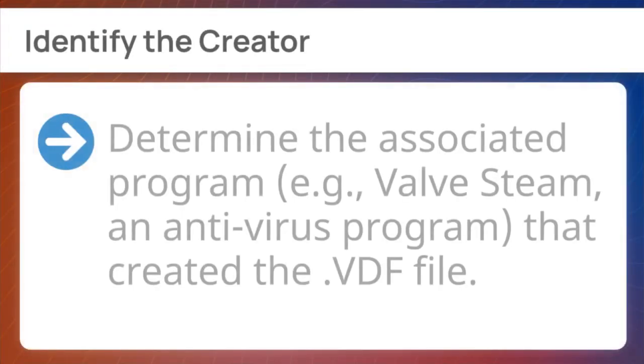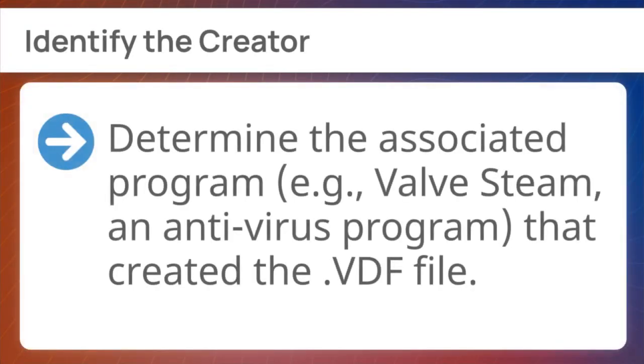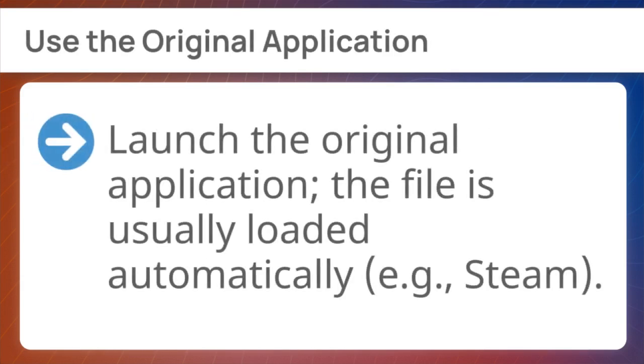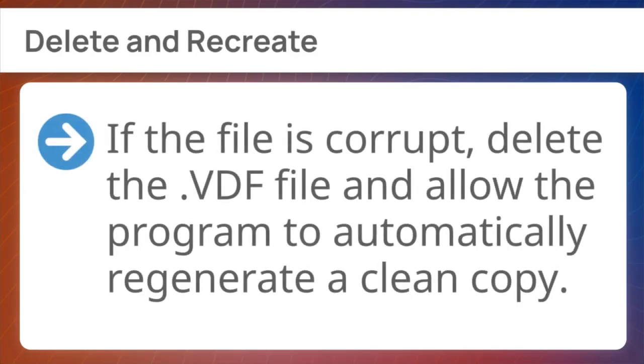First, identify the creator. Determine the associated program, e.g. Valve Steam, an antivirus program, that created the VDF file. Next, use the original application. Launch the original application. The file is usually loaded automatically, e.g. Steam. Finally, delete and recreate. If the file is corrupt, delete the VDF file and allow the program to automatically regenerate a clean copy.